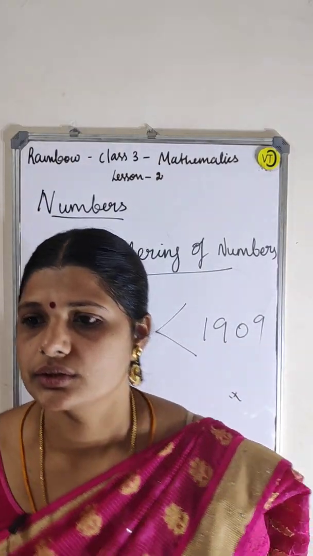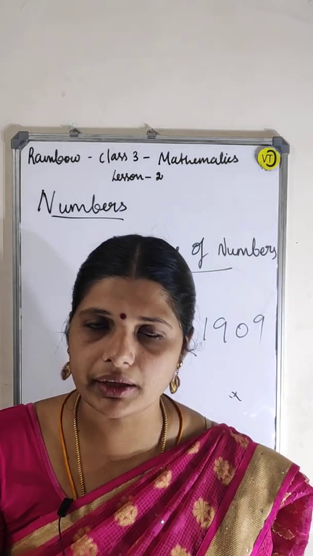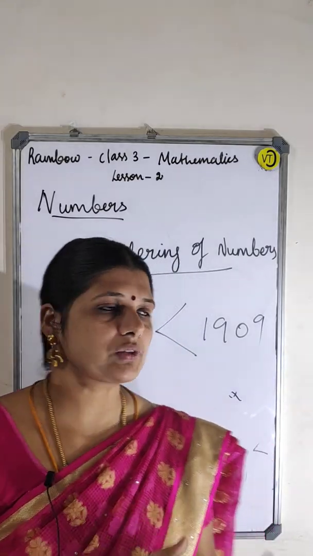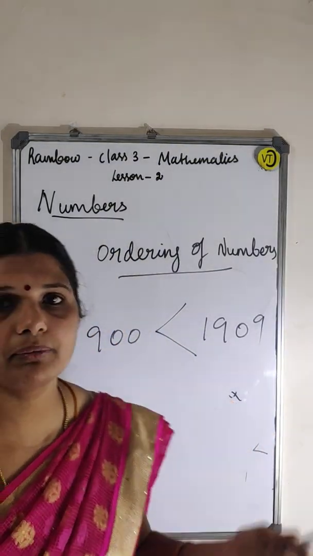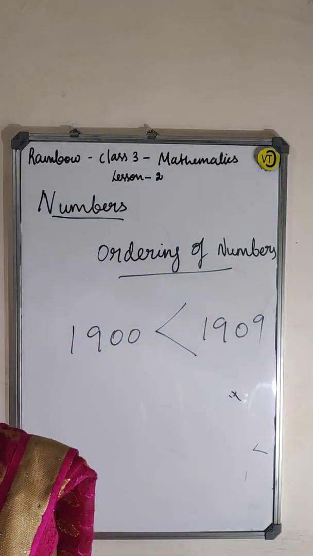You guys understand? So this way I can represent the symbol. It is a less than symbol. It is a greater than sign or symbol we can call. That name is what we can call it as a sign or symbol, the mathematical sign it is.